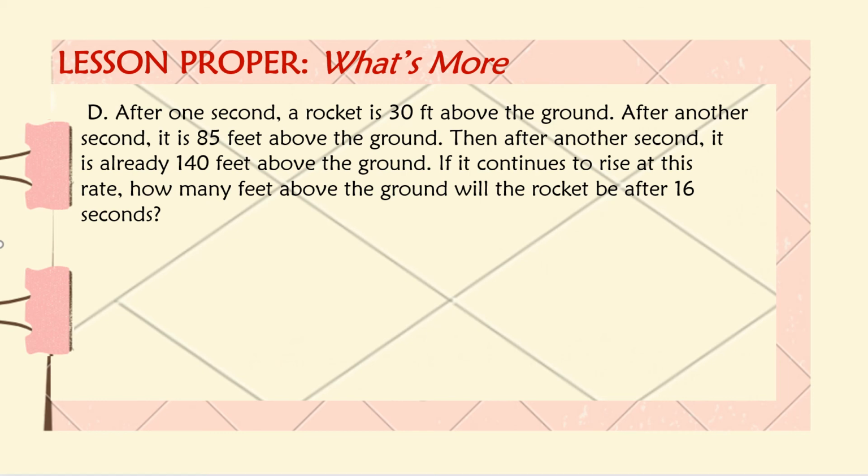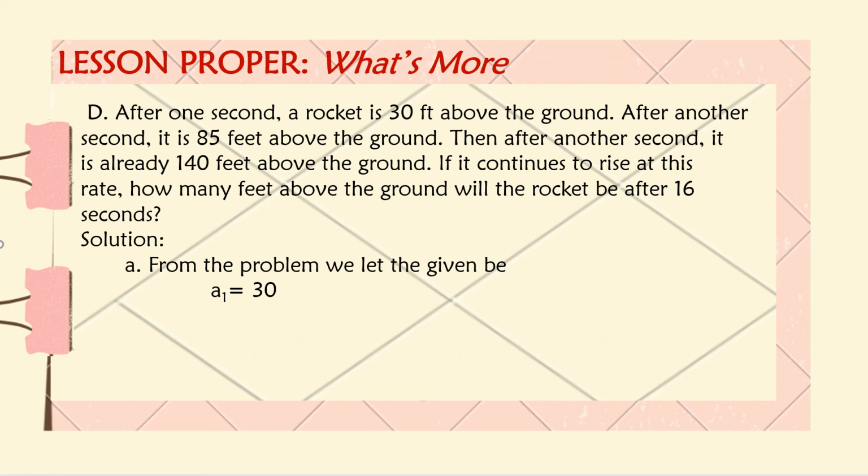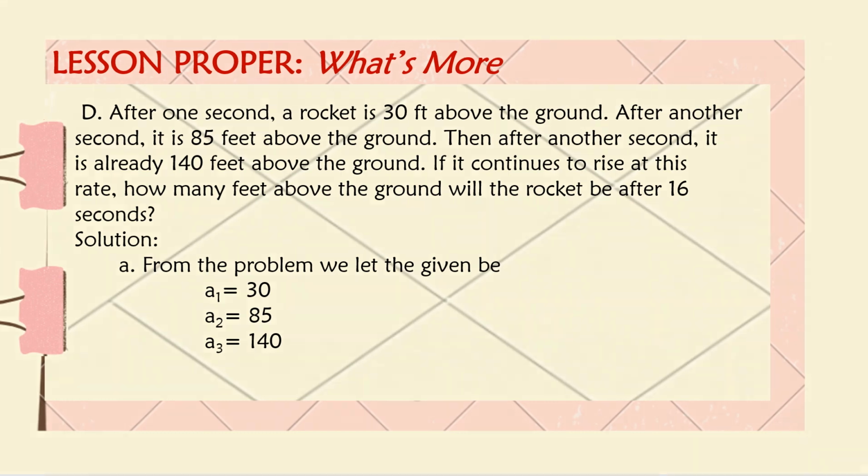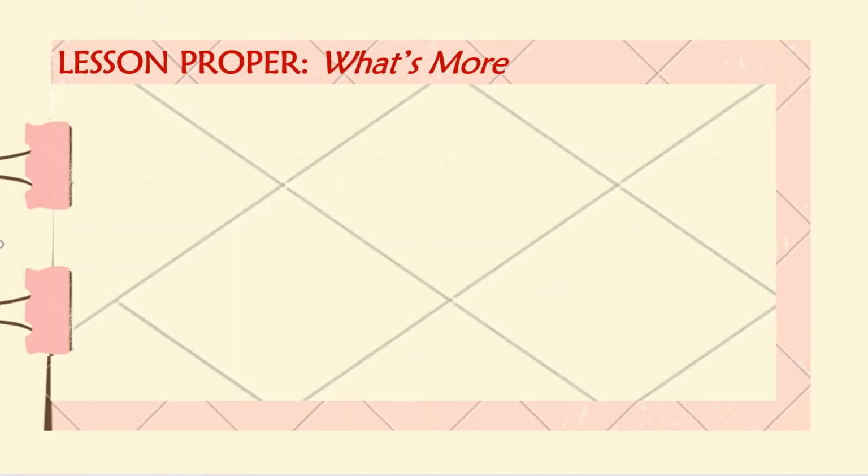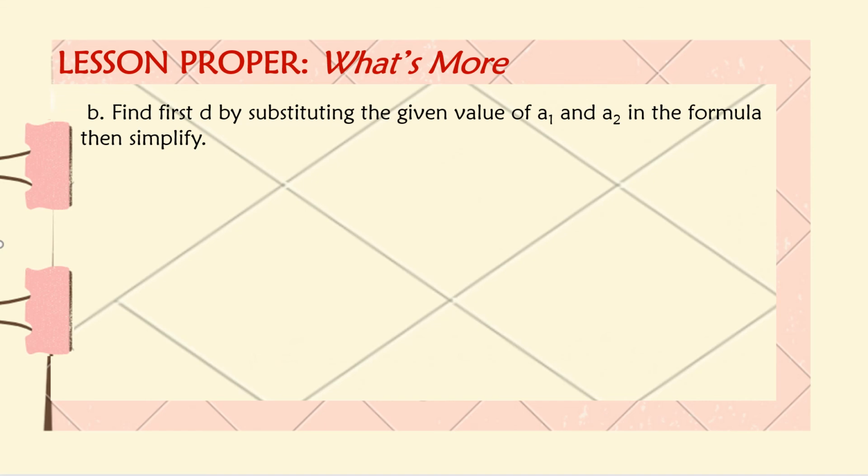Okay? So, as you can see, meron na tayong mabubuong sequence dito. Tama? So, let's have our solution. So, yung first term natin is 30. Yung second term natin is 85. Yung third term is 140. So, again, ano yung hinahanap natin? Yung pang 16 term. Okay? So, first, we need to find, again, the common difference.